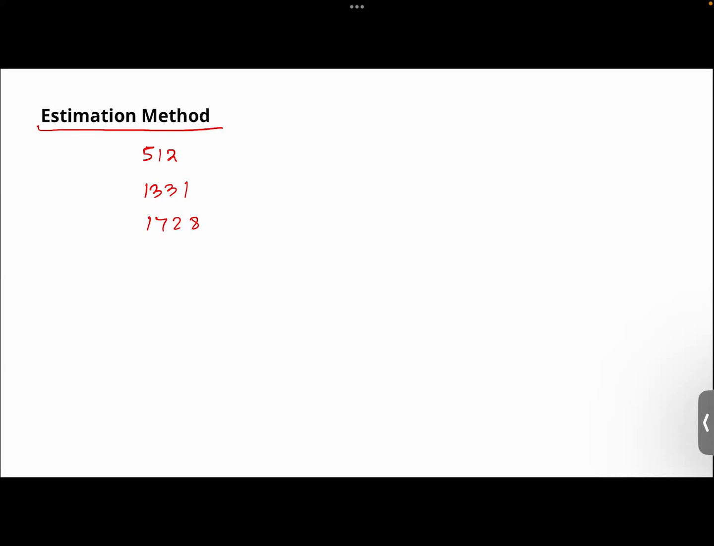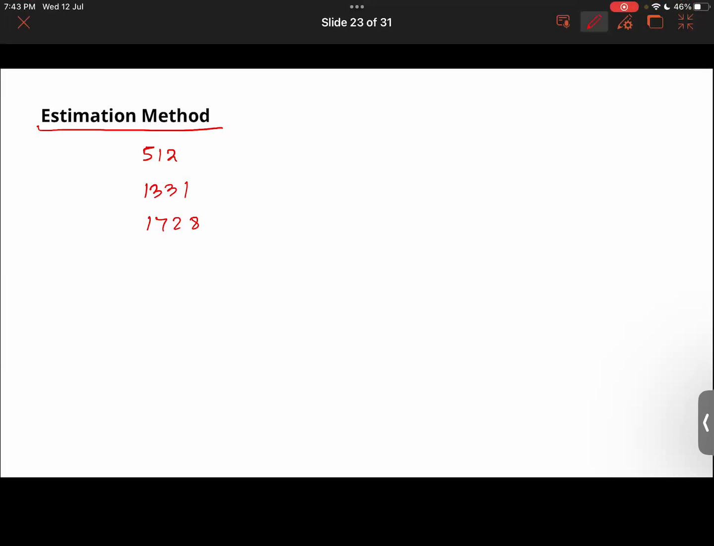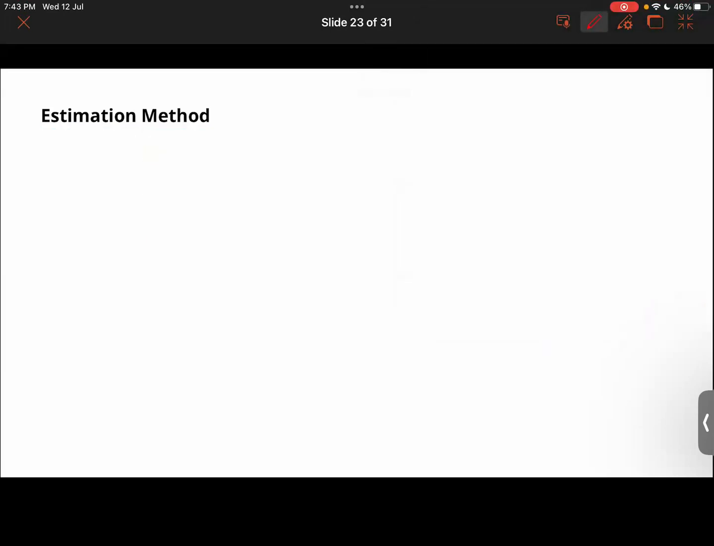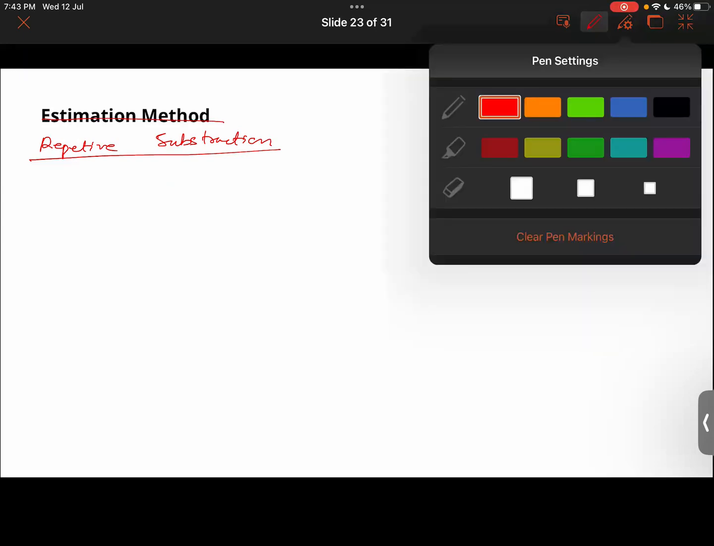So why, the method of repetitive subtraction, also we can find out the cube roots. Let's have a look at some numbers here. Repetitive subtraction. Okay. So take a look at the following numbers here.